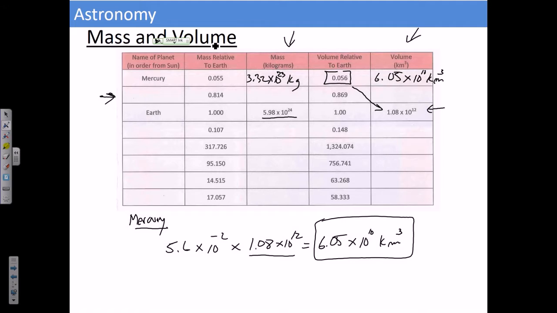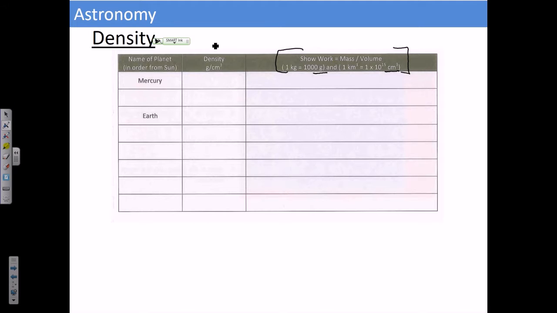Let's jump up for a second. Previous table, we're using cubic kilometers, okay, not cubic centimeters, and we're using kilograms. So we need to make some conversions and change our values a little bit when we put them in this particular table to show our work. Okay, so let me go ahead and erase some of this.